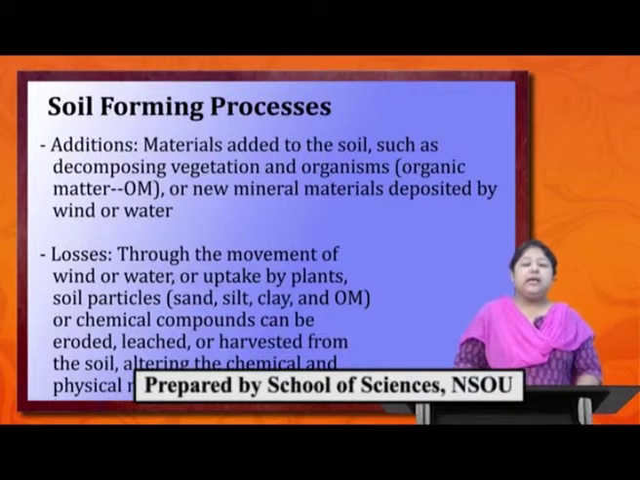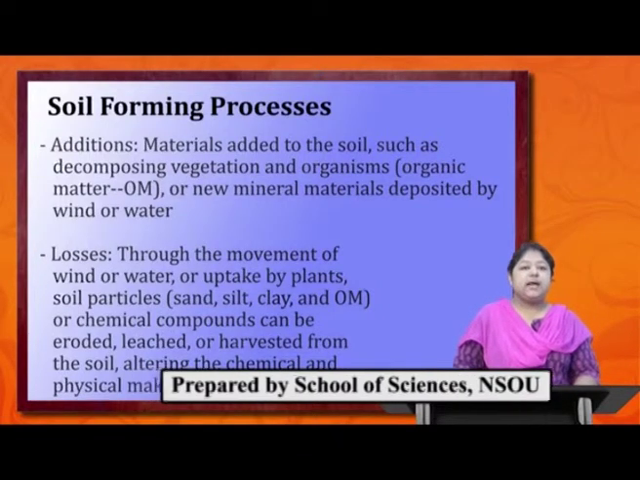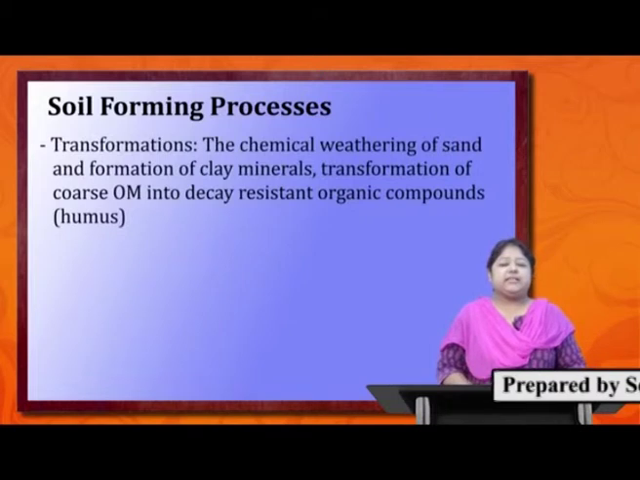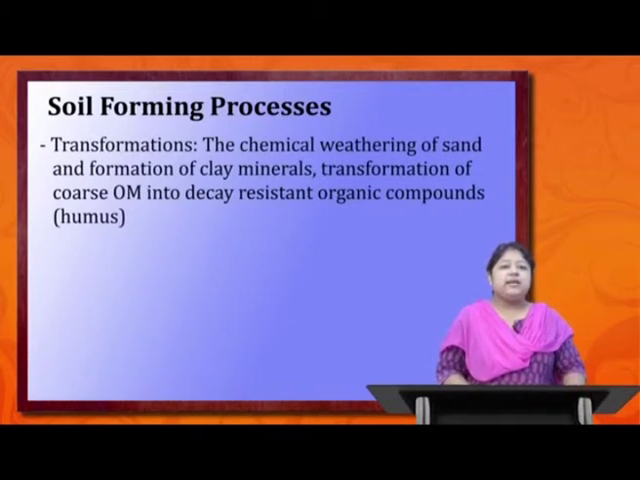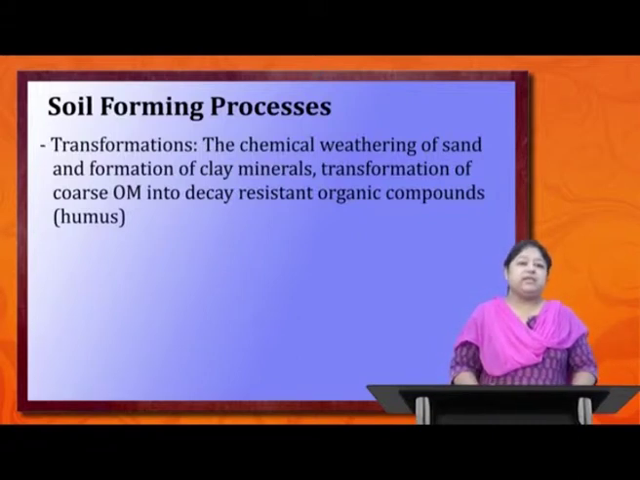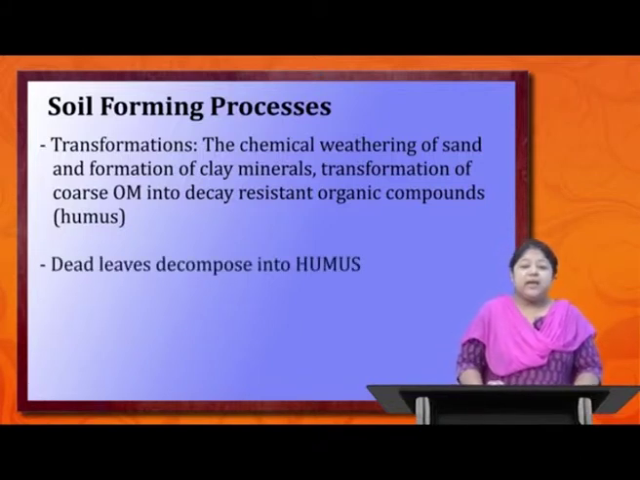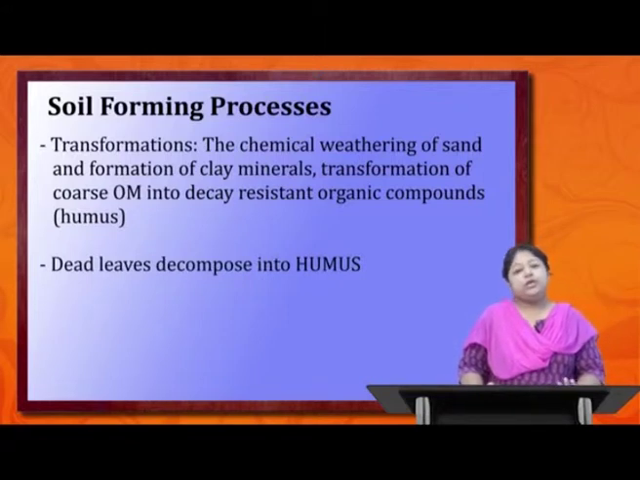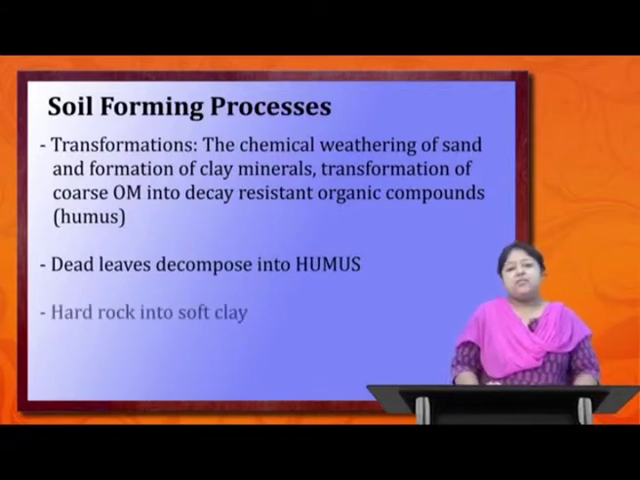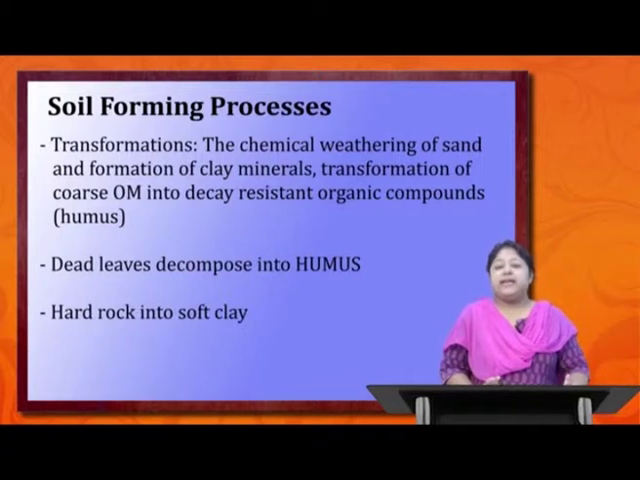Now, apart from the additions and the losses, I've told you that transformation takes place. Transformation, that is the chemical weathering of the sand and formation of clay minerals, transformation of coarse organic matter into decay resistant organic compound, humus, is formed. Here what happens? Dead leaves, they decompose into humus. And hard rocks turn into soft clay. It is turned due to transformation.